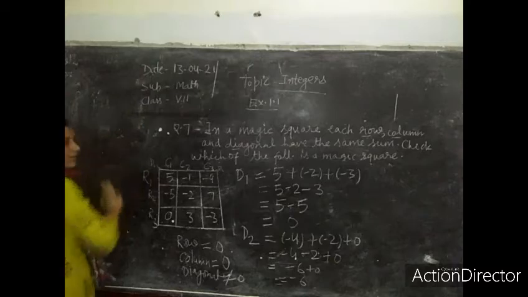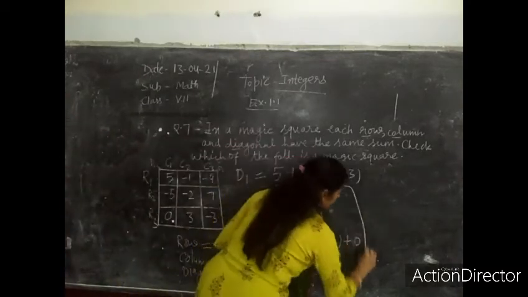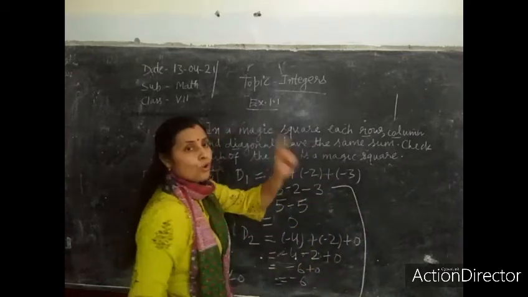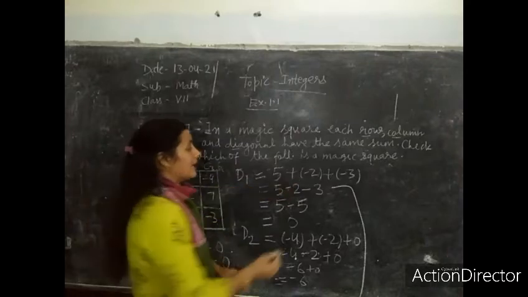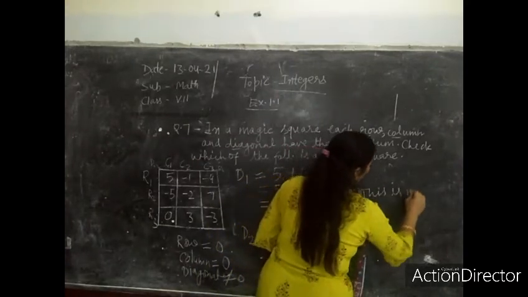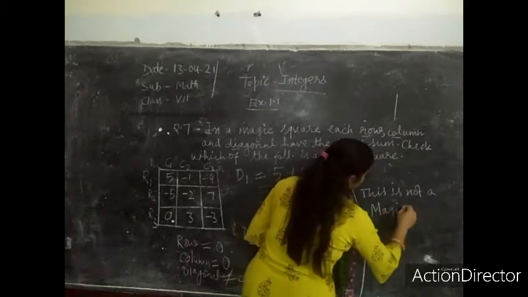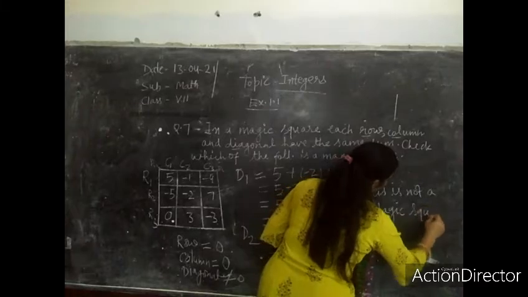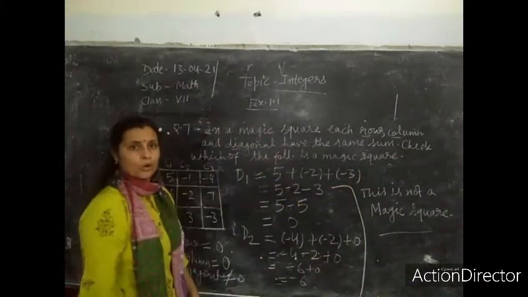Then what will we conclude? I am writing here. Okay. You all have to write it down in a proper way. I don't have space, so I am writing here. So this is not a magic square. Okay? So note it down. This is not a magic square. Okay?